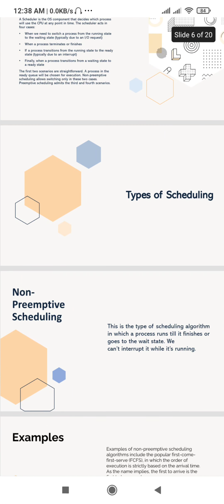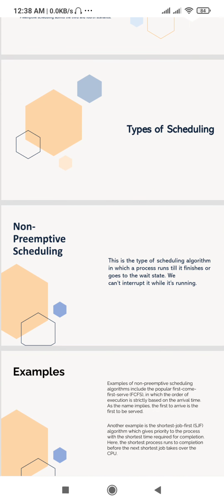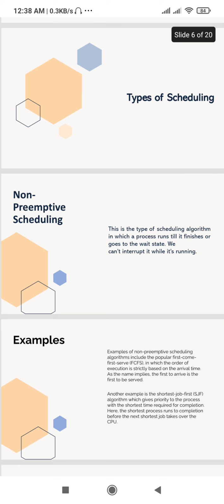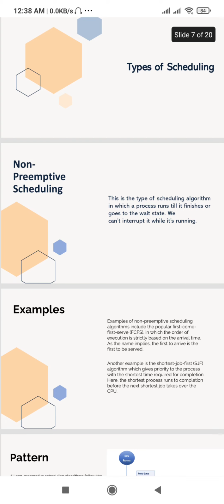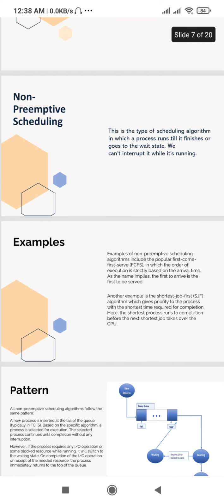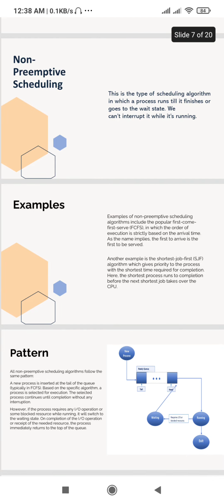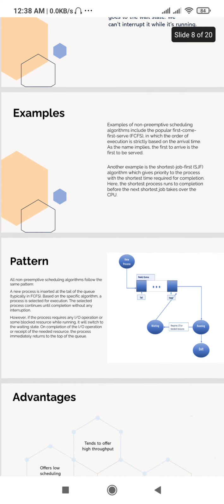Types of scheduling: non-preemptive scheduling. This is the type of scheduling algorithm in which a process runs till it finishes or goes to the wait state. We can't interrupt it while it's running. Algorithms include the popular first come first serve, in which the order of execution is strictly based on the arrival time. As the name implies, the first to arrive is the first to be served.